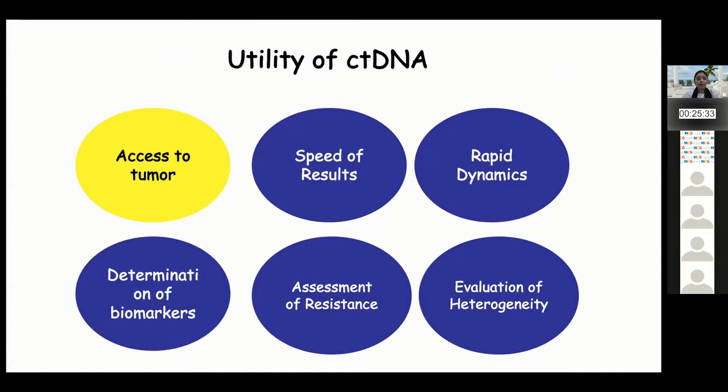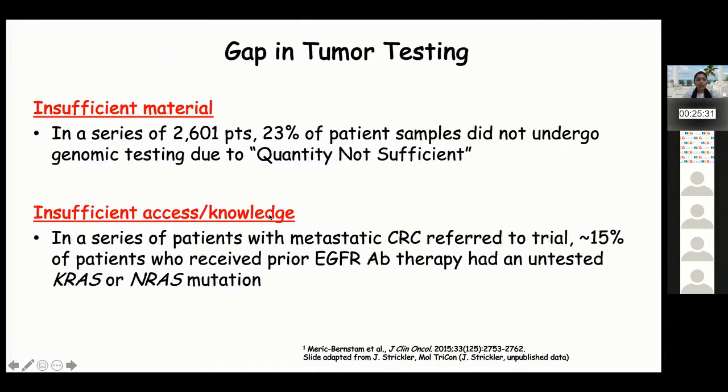In terms of access to tumor, we know that when we're trying to attain tissue material, we often have the problem of getting insufficient material as well as insufficient access to that tissue in terms of maybe an inaccessible site for biopsy. And this frequently happens in the clinic.